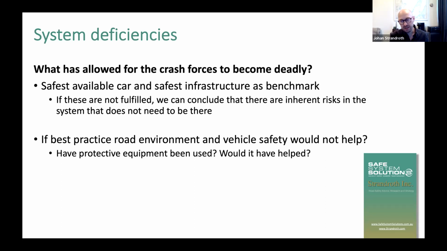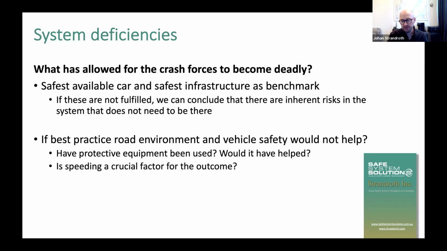So we want to understand, has protective equipment been used, and would it have helped? Maybe I didn't wear my seatbelt, but I smashed into a 60-ton truck and it wouldn't have made a difference. But let's say we also ruled that out. Then we probably want to look at speeding and excessive speeding. I have a 5-star car on a 5-star road. I'm using my seatbelt, but I'm still involved in a fatal crash.